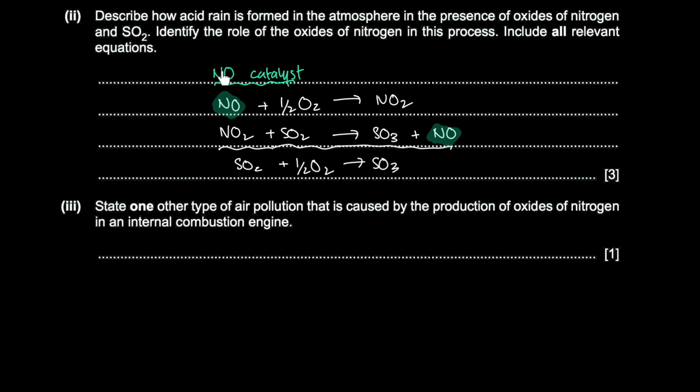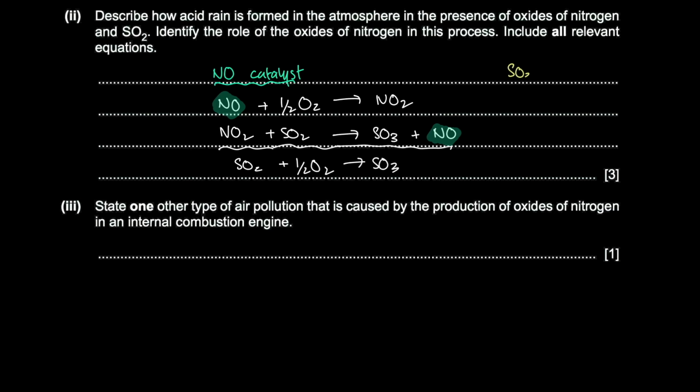If you showed nitrogen dioxide as a catalyst, you show NO2 as a catalyst, you can just switch the two equations. This will be the first equation, and then the first equation here will be the second equation. So both NO and NO2 can catalyze this reaction. And then we have to show the formation of acid rain.